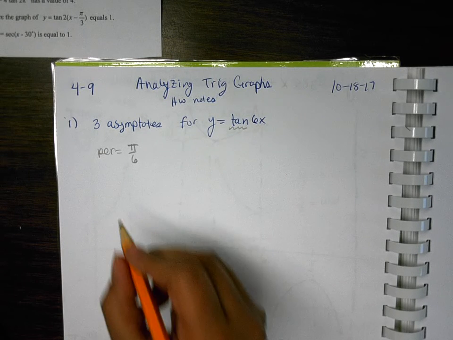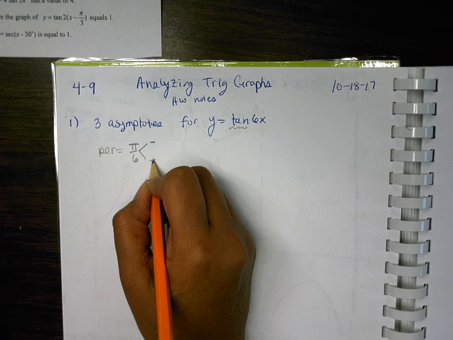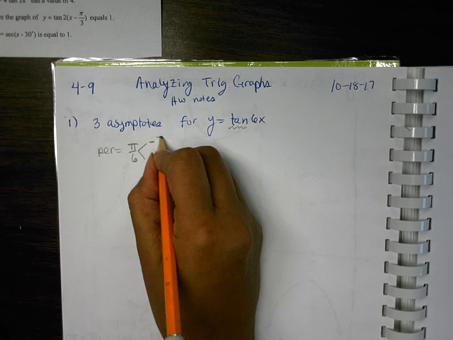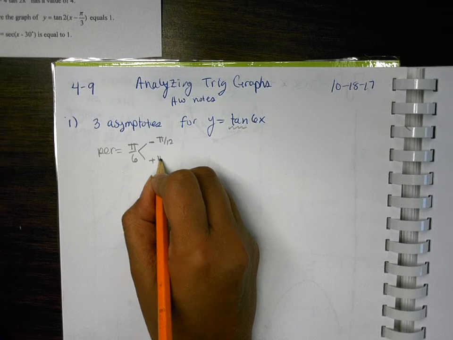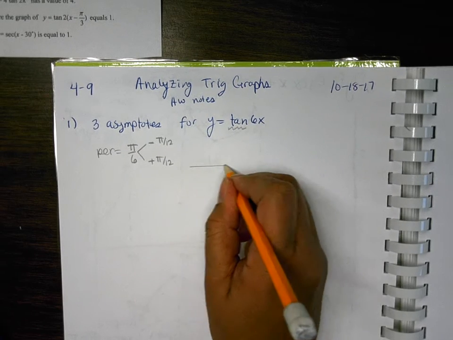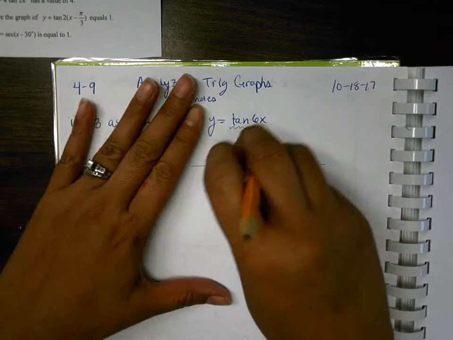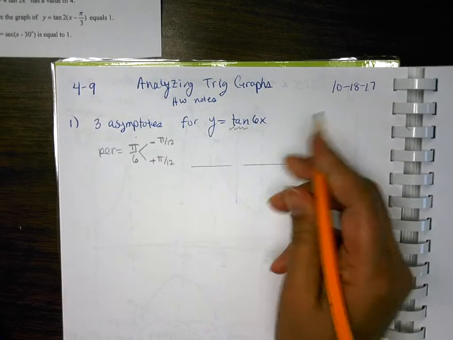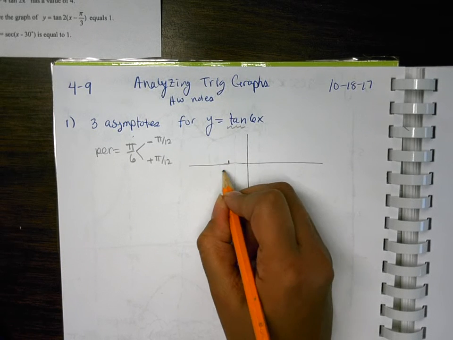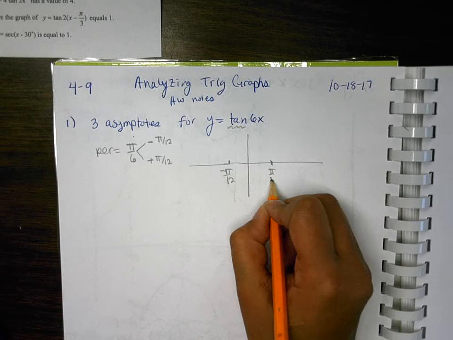Now, tangent is the one that splits or does not split? It's the one that splits. So what do we do with the period? We cut it in half, negative and a positive. What's pi over 6 times 1/2? So negative pi over 12 and positive pi over 12. Does that make sense? Okay.